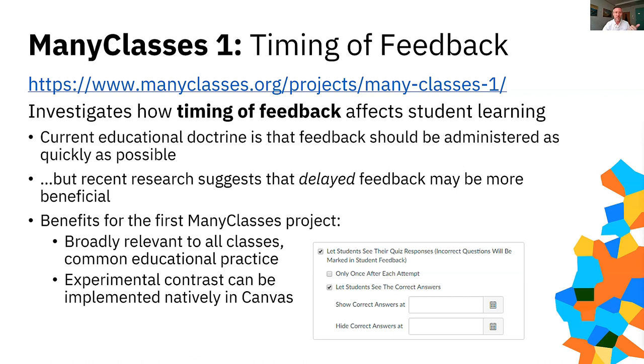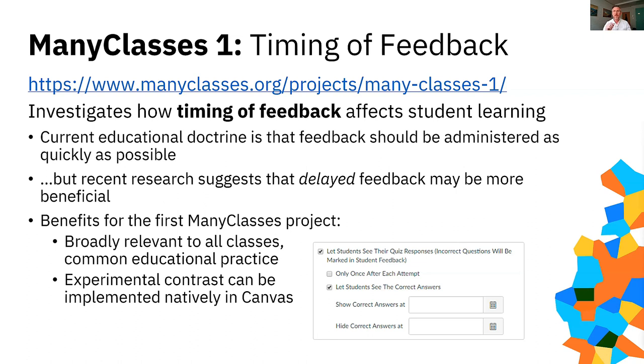So one is that feedback is relevant to all classes. I've never found an educational system that doesn't include feedback. That would be crazy. Like to say, we'll never tell you what you're learning or how well you're learning it. And also it had this cool benefit, technically speaking, that the experimental contrast, whether students get their feedback right away or get it delayed by a few days, can be implemented natively in Canvas. In fact, it's not just a contrast that's theoretically interesting, it's also something that happens already in practice.